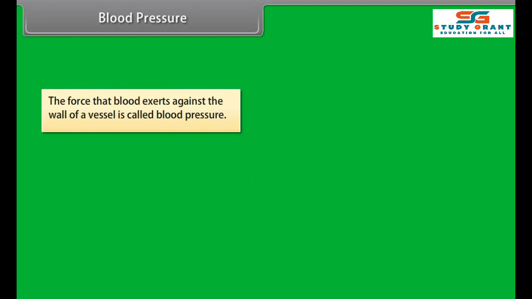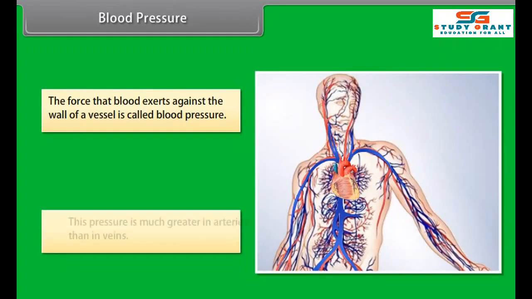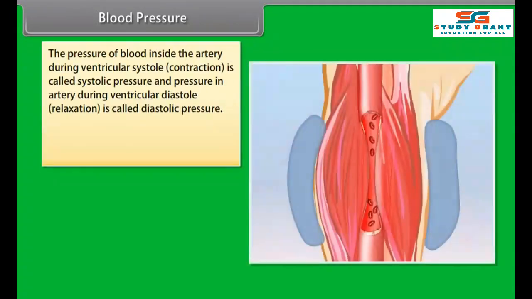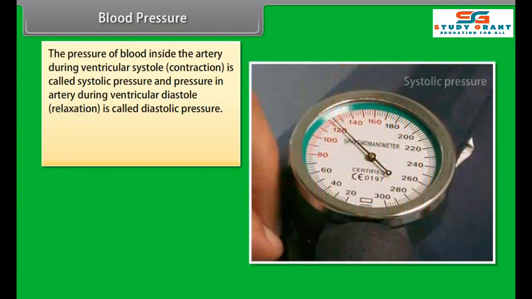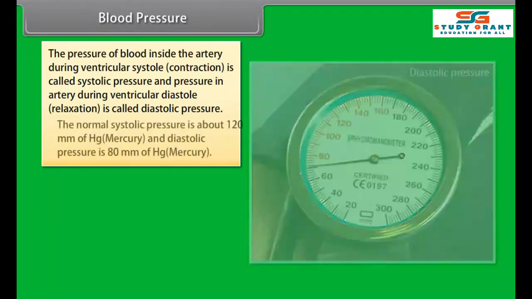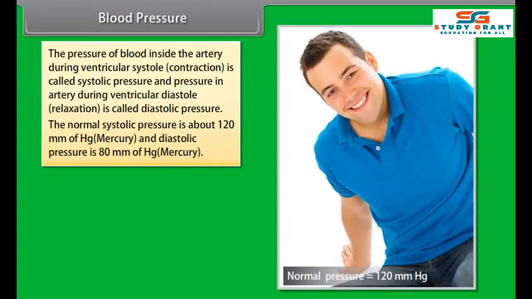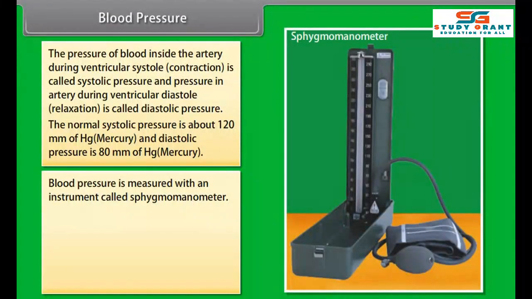Blood pressure. The force that blood exerts against the wall of a vessel is called blood pressure. This pressure is much greater in arteries than in veins. The pressure of blood inside the artery during ventricular systole (contraction) is called systolic pressure, and pressure in the artery during ventricular diastole (relaxation) is called diastolic pressure. The normal systolic pressure is about 120 mm of mercury and diastolic pressure is up to 80 mm of mercury. Blood pressure is measured with an instrument called a sphygmomanometer.